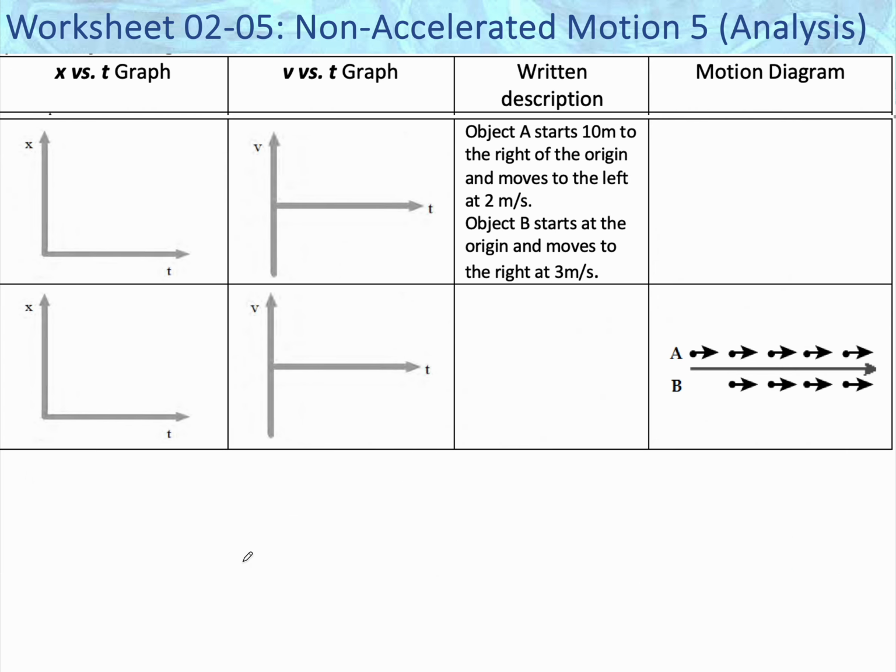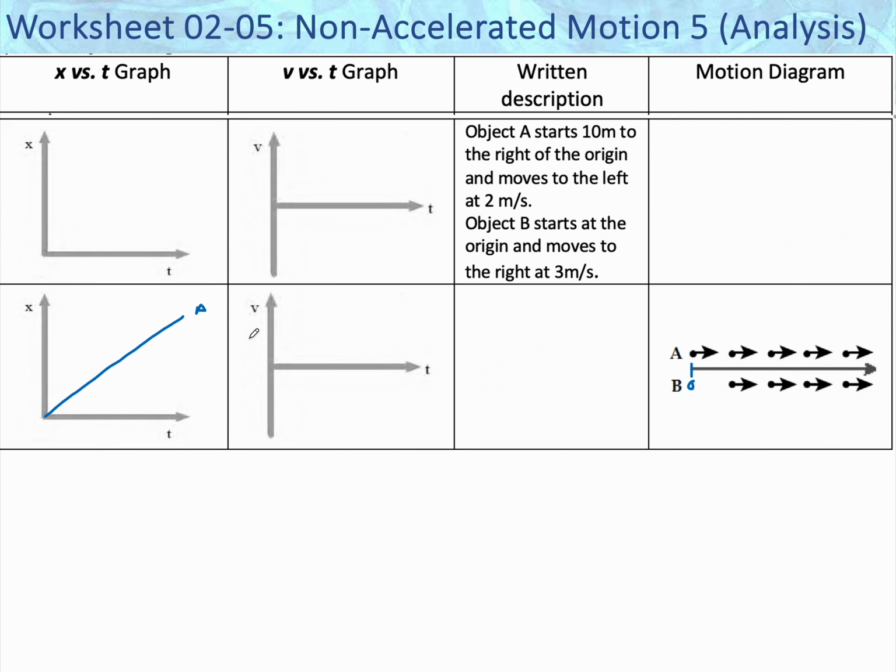What happens if you have two objects? So take a look at this one. Let's look at the final one here. Looks like A starts at the origin. And so in this case, I'm going to draw two lines. Here's A, moving away at constant speed.